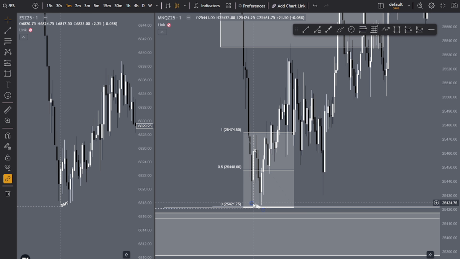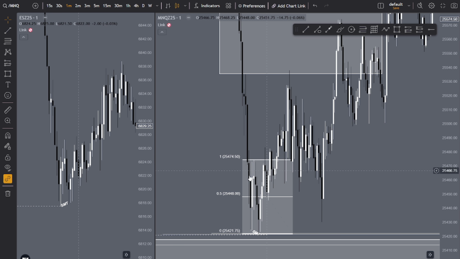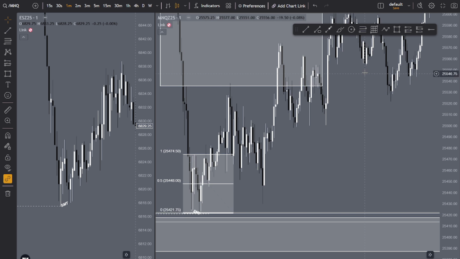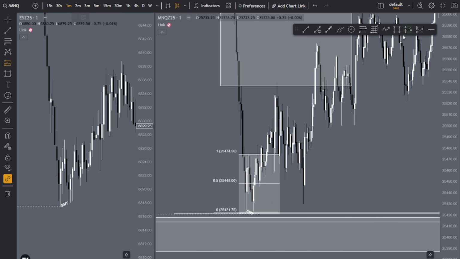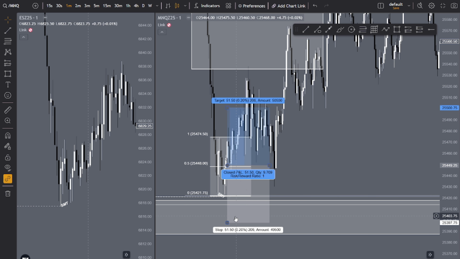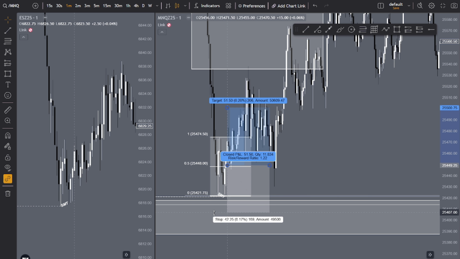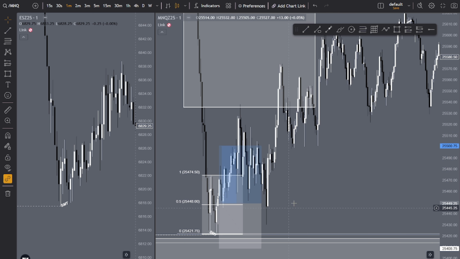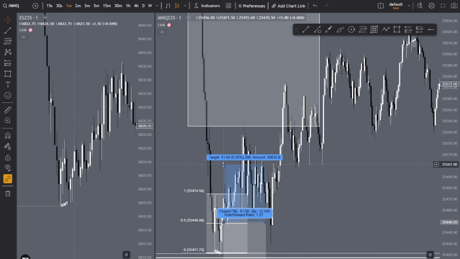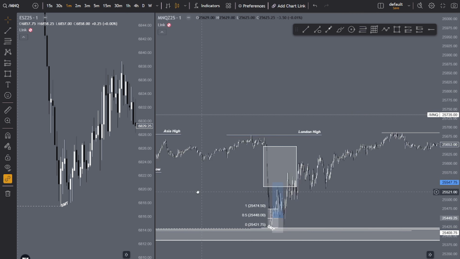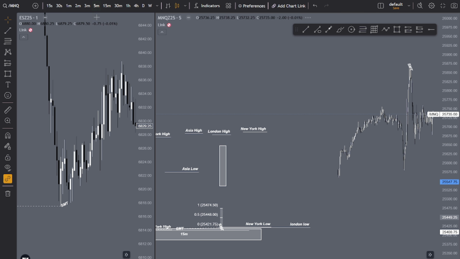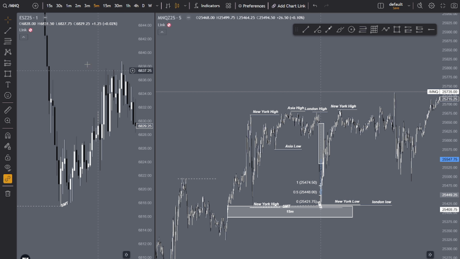We have a 1 minute SMT, and now we're respecting 50% of the Fibonacci. I know we don't have a 1 minute or lower time frame fair value gap, but I would have entered this. I would have entered longs here, and I would have set my stop loss around this fair value gap and below this liquidity here. And I would have targeted these highs. So I would have targeted London high, previous New York highs.